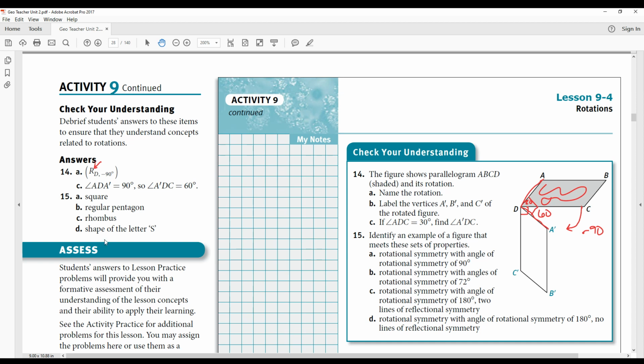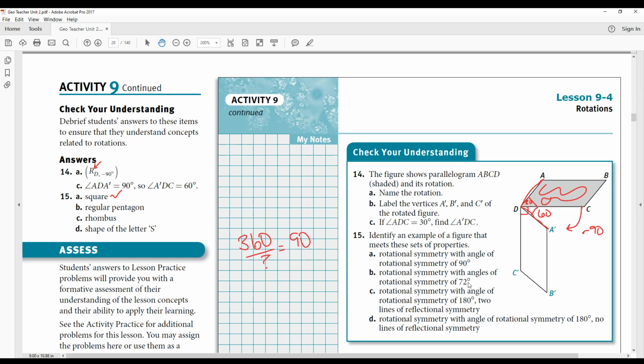Down here, identify an example of figures that meet these sets of properties. I don't think these are exact answers. Rotational symmetry with an angle of rotational symmetry of 90. You got to remember this is what you're doing: 360 divided by what will give me 90. That's what they're asking right here. And we know that it's 4. So name a four-sided figure where all the sides are the same. That's where they got the square.